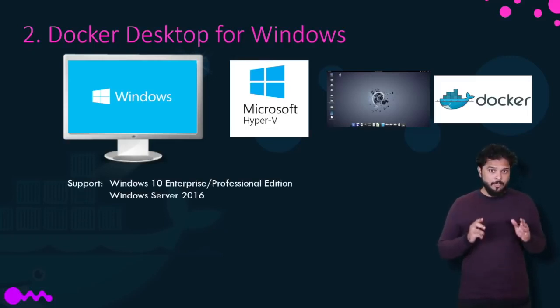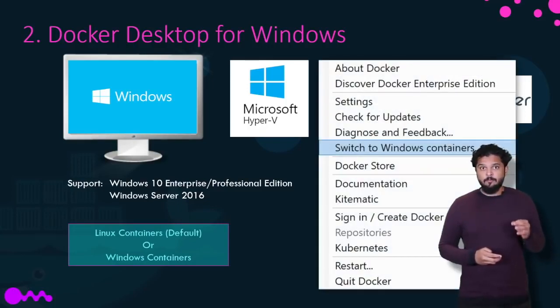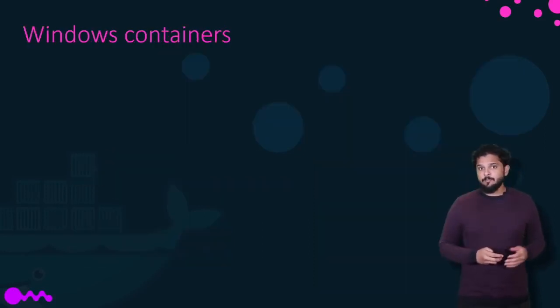With Windows Server 2016, Microsoft announced support for Windows containers for the first time. You can now package applications, Windows applications, into Windows Docker containers and run them on Windows Docker host using Docker Desktop for Windows. When you install Docker Desktop for Windows, the default option is to work with Linux containers. But if you would like to run Windows containers, then you must explicitly configure Docker for Windows to switch to using Windows containers.